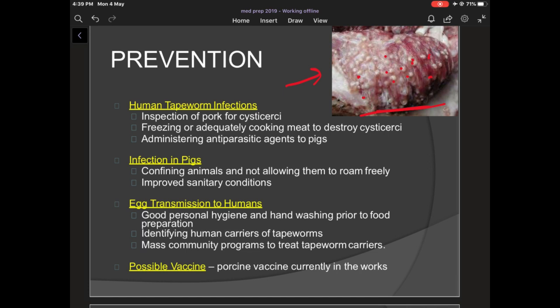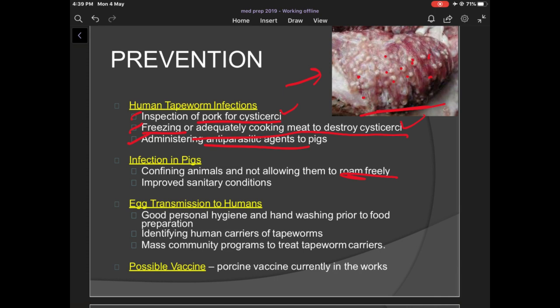What about human tapeworm infections or infestations? The inspection of pork for cysticerca is very important. Freezing or adequately cooking the meat to destroy the cysticerca is very important. Administering anti-parasite agents to the pigs, to treat infection in the pigs, and confining animals and not allowing them to roam freely. That is how they get it from the vegetation via eggs.